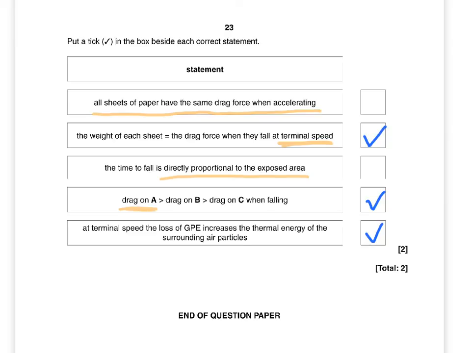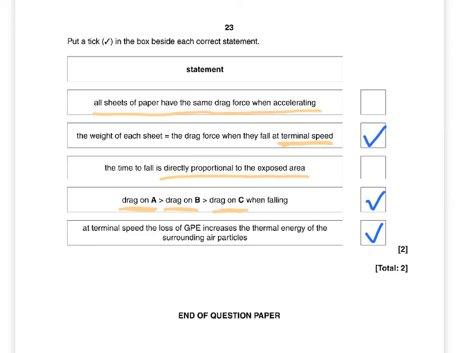Then this one, that the drag on A is bigger than the drag on B, which is bigger than the drag on C when falling. Well, that is true because the surface area is getting smaller, so the drag forces are getting smaller as you go from A to B to C, so that's true.